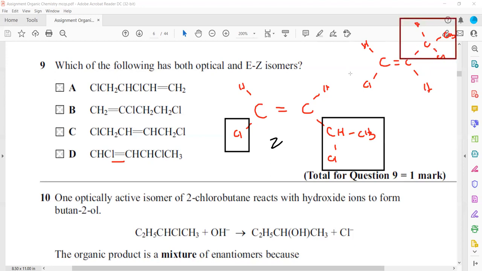So when you check the heavy groups, now it becomes trans or E. So this is a heavy group, and this is a heavy group in terms of mass. So this will be E. So one is the Z isomer, another one is the E isomer.